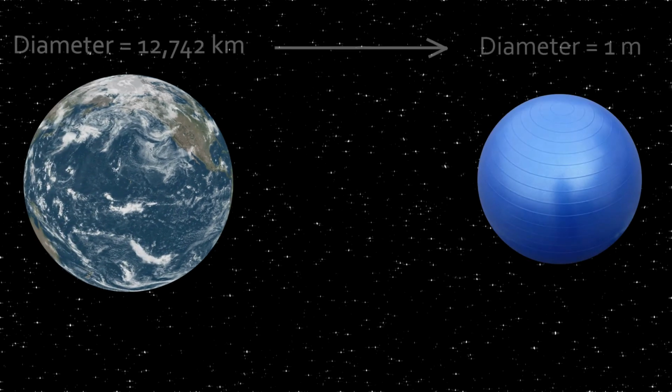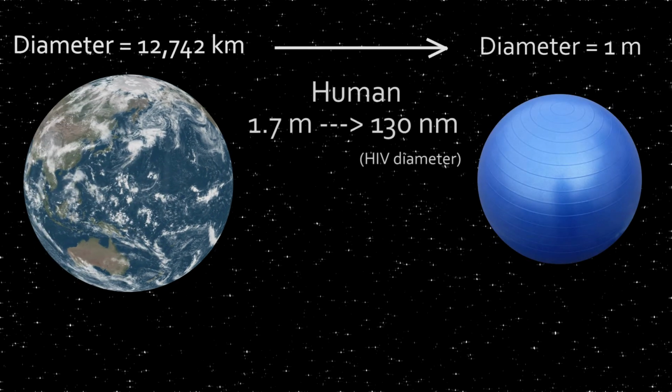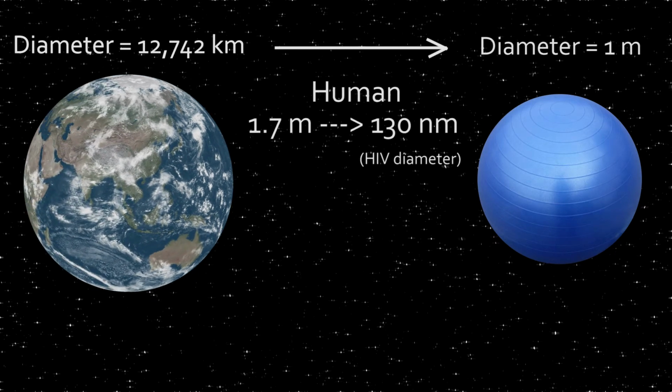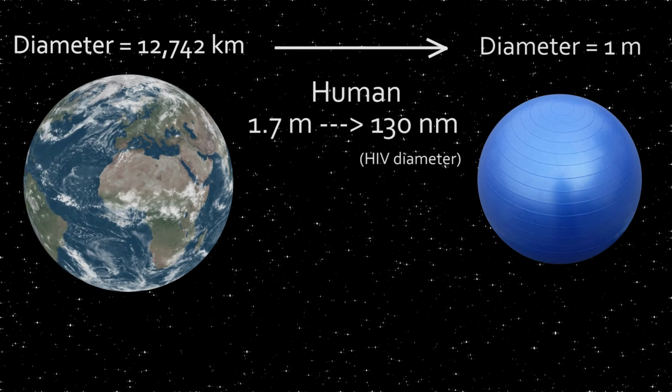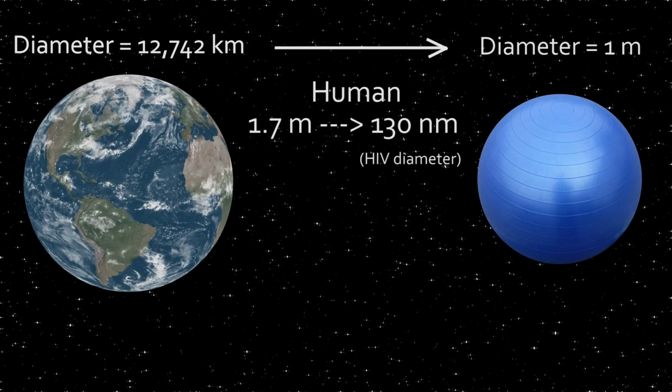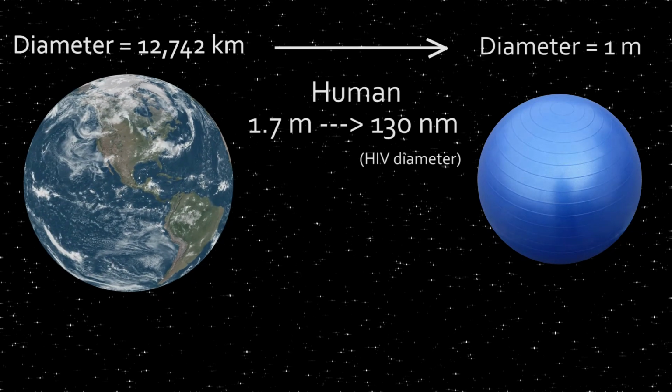So why is this true? Well, because Earth is massive. Maybe this will paint the picture better. If we rescale it to a 1 meter exercise ball, then an average person of 1.7 meters becomes 130 nanometers, or the size of the HIV. Not only would you not see this, it is beyond the detection of an optical microscope.